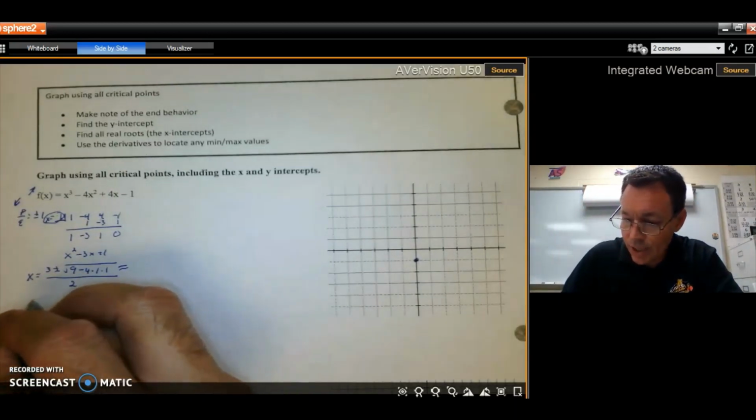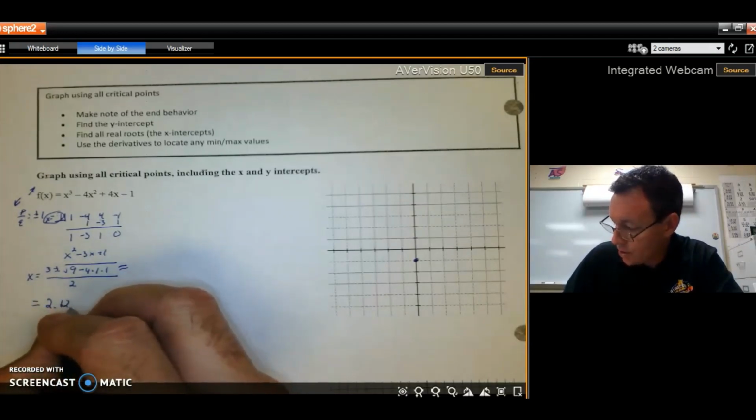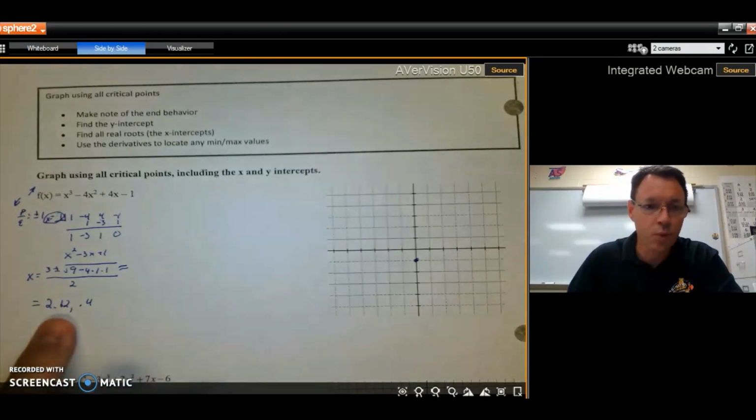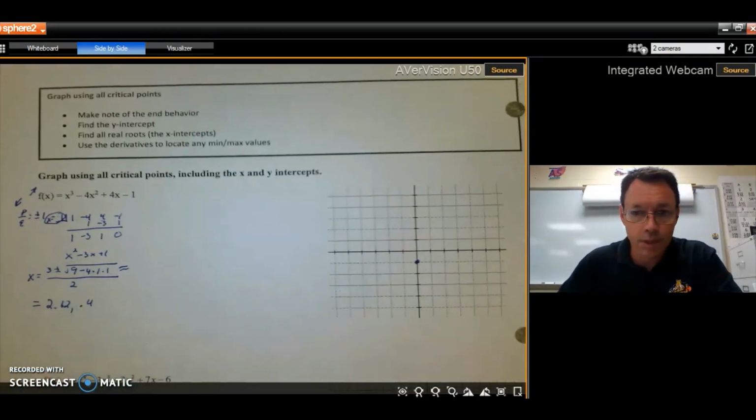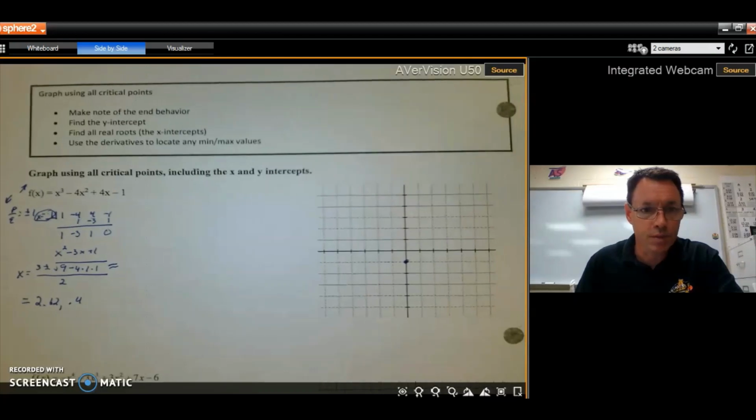So please try to do that. Don't just copy down what I'm writing. 2.62 and 0.4, or 2.6. That's fine. Okay, that's what you get when you plug that in your calculator. Okay, so make sure you practice that and make sure you're getting that answer because you're using parentheses correctly.